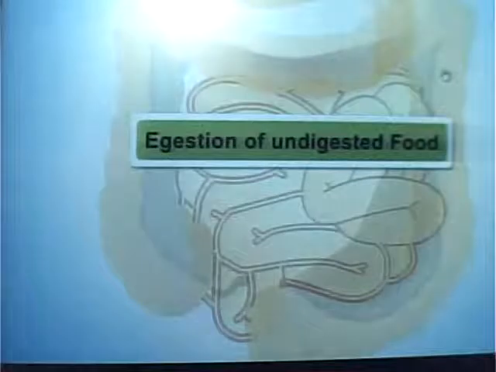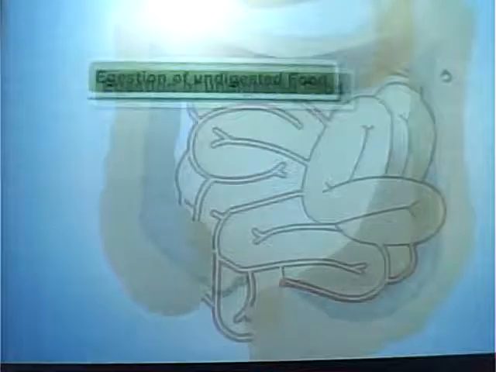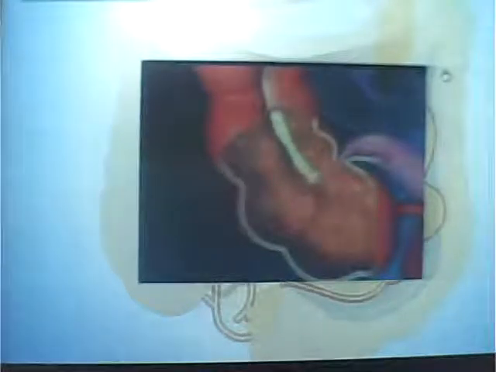Egestion of undigested food. The food that remains undigested and unabsorbed passes from the small intestine into the large intestine, which is wider and shorter than the small intestine. It is about 1.5 meters in length.